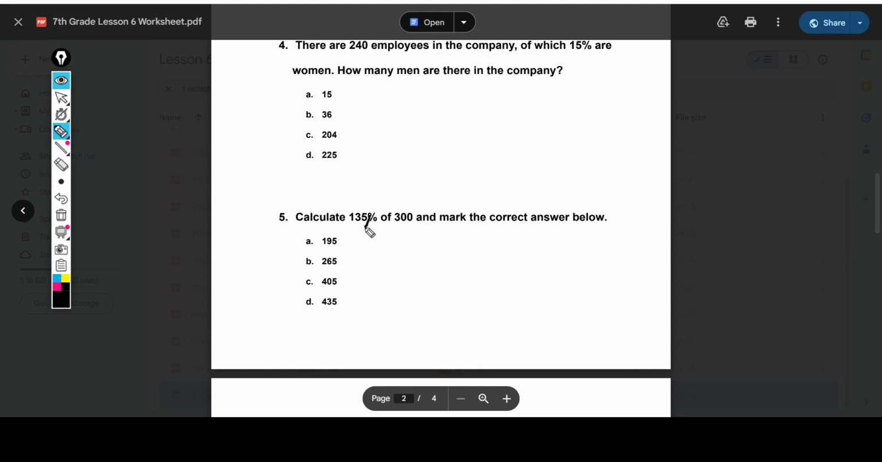And then calculate 135% of 300. So this is 300 times 135 over 100. You can cancel these out, and you just get 3 times 135, and that is equal to 405. So let's see. It's just multiplication.